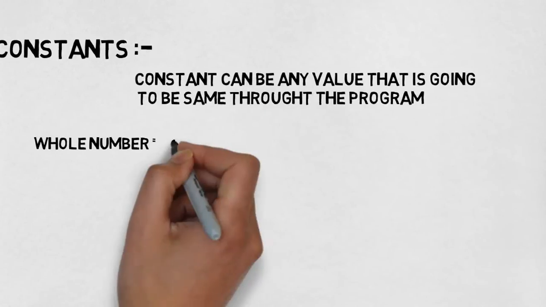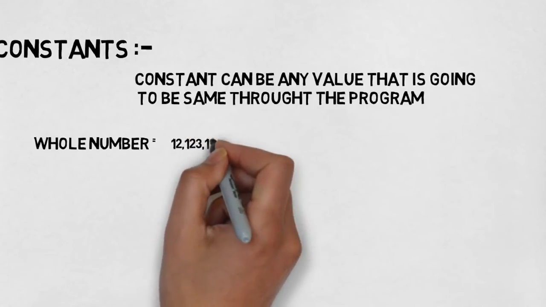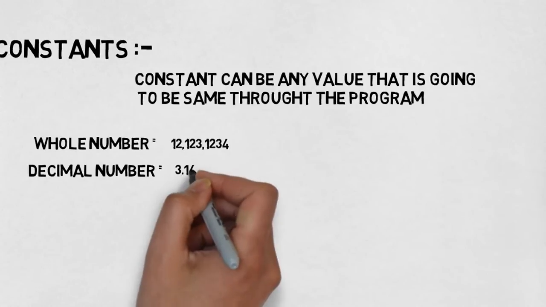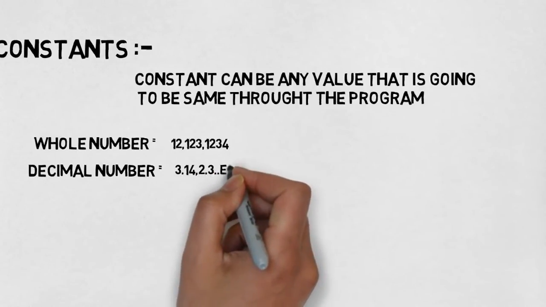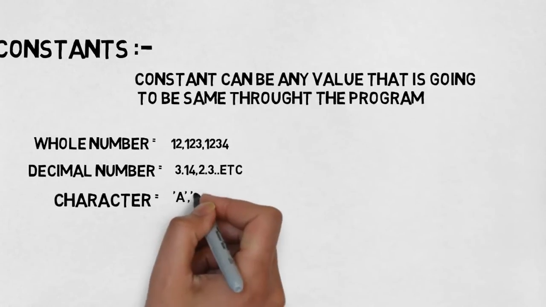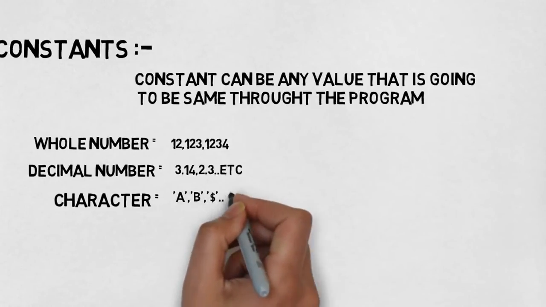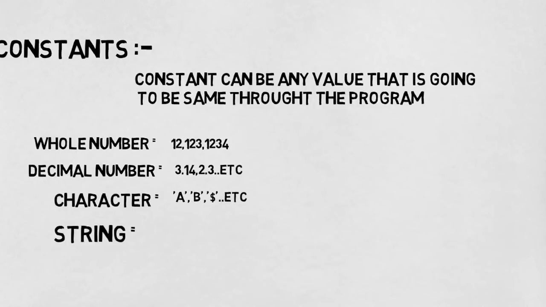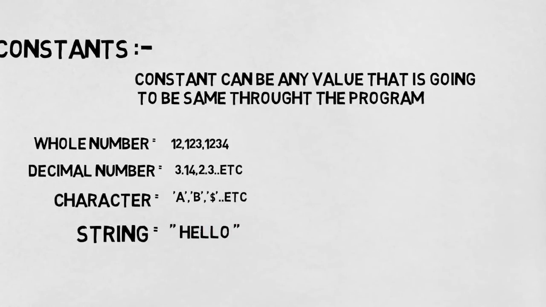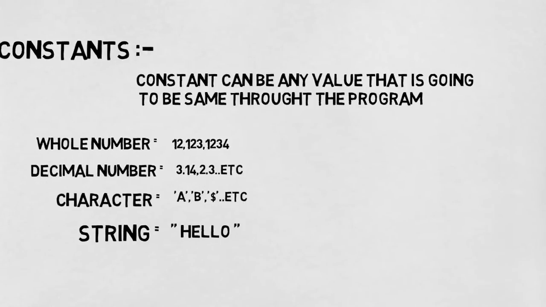Constant can be any value that is going to be same throughout the program. It can be whole numbers such as 12, 123, 1234, etc. Or it can be decimal numbers such as 3.14, 2.3, or it can be a character value such as A, B, or any special character such as dollar, or it can be a string such as "hello". String is always mentioned in double quotes, whereas character always in a single quote.